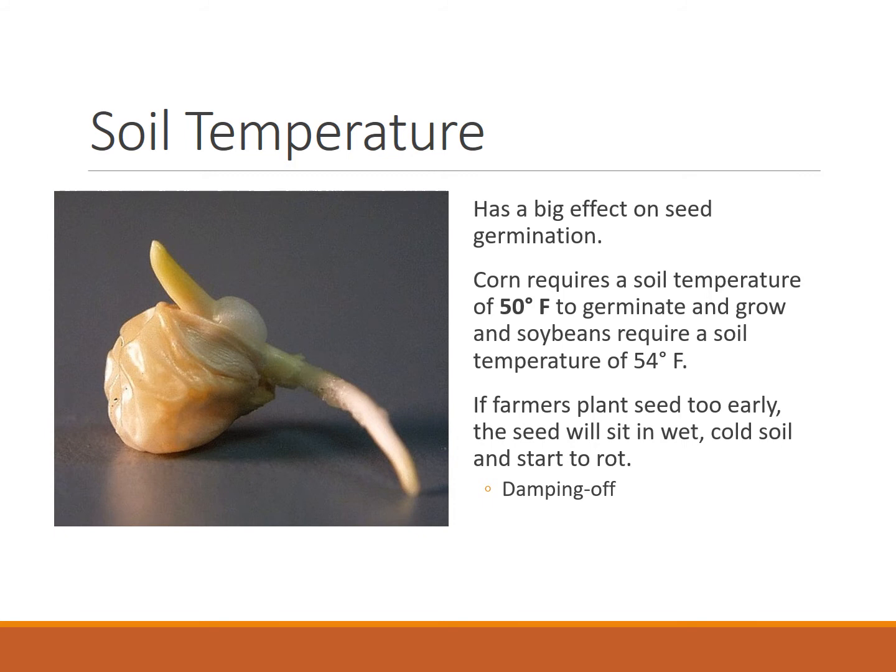Farmers have an enormous investment in seed that they have to buy every year, and they don't want to plant that seed too early and have it sit in wet, cold soil where it could possibly start to rot. And there's a group of pathogenic fungi that cause a disease called damping off. Damping off is a disease of seeds and young seedlings. And if a seed sits in cold, wet soil, then it's much more likely that it's going to rot due to damping off.